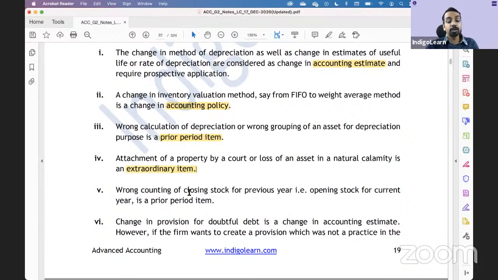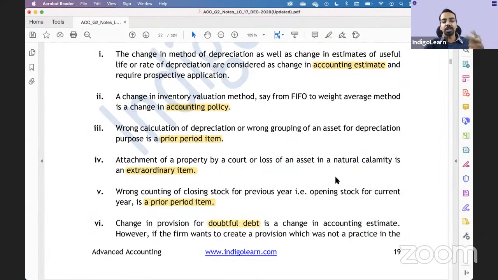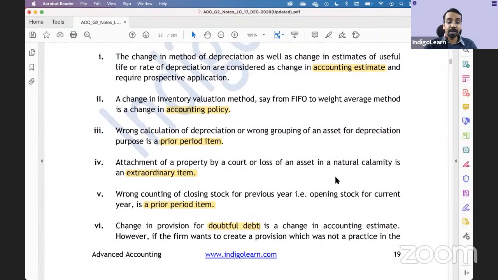Wrong counting of a closing stock is a prior period item, because here there is an error. Changes in provision for doubtful debt is a change in accounting estimate, right? So this will help you to relate what is a change in accounting policy, what is a change in accounting estimate, what is a prior period item, what is an extraordinary item, and what are ordinary items.